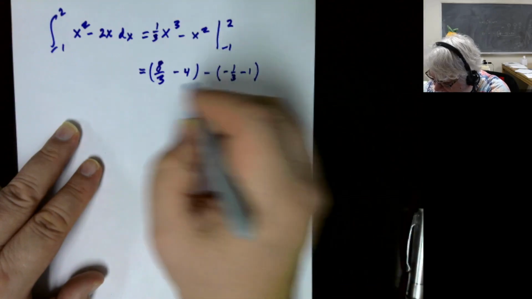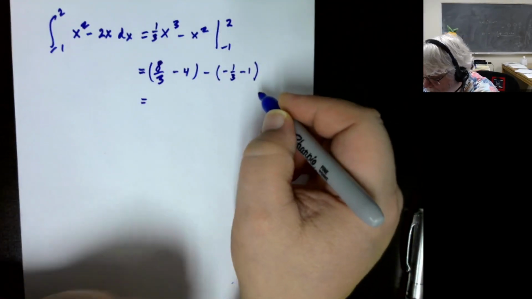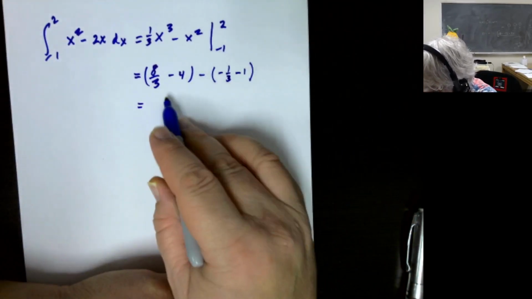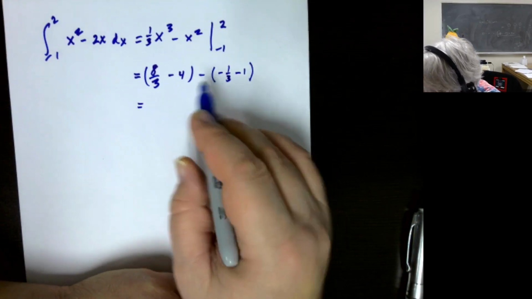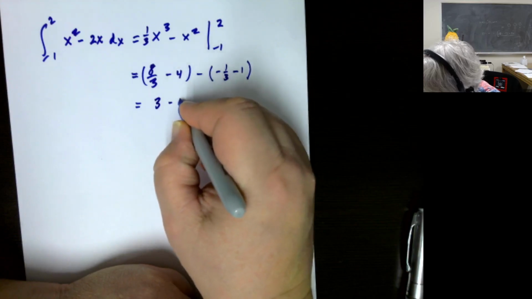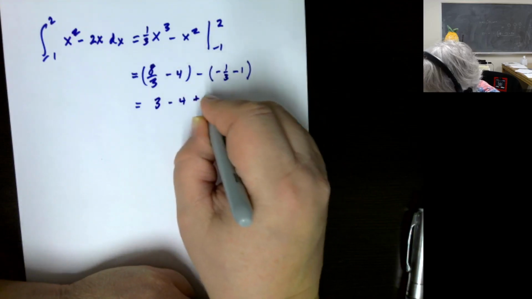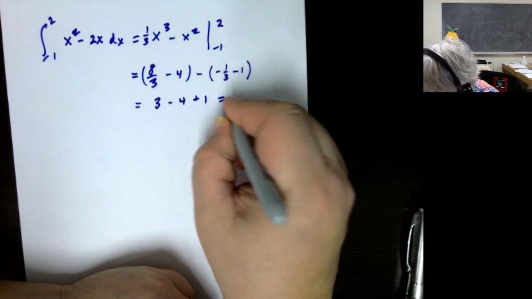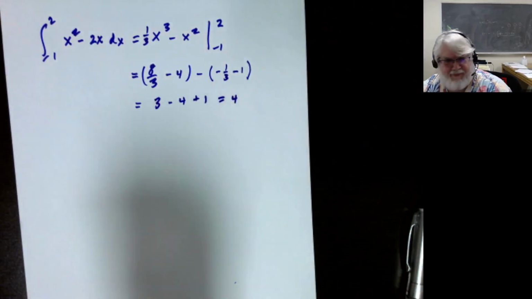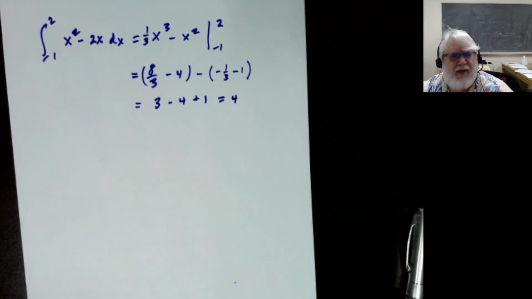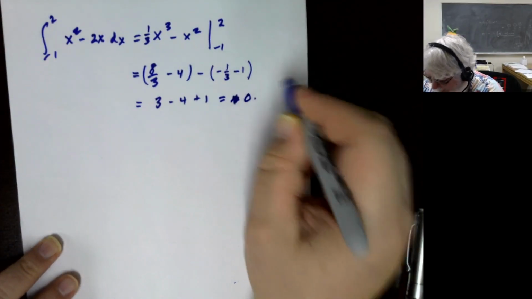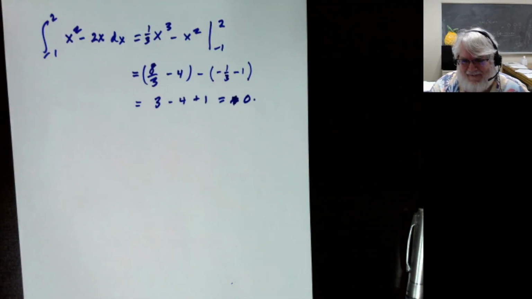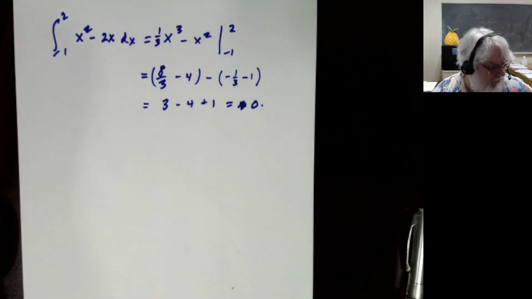Good. And now we just simplify that a little bit. Let's see, that's 8 thirds plus 1/3 is 9 thirds. 9 thirds is 3, so that's 3 minus 4 plus 1, I guess, huh? 4 minus 4 is, is that 0? I say 0 and I write a 4 for some reason. Good, so the first one is 0.